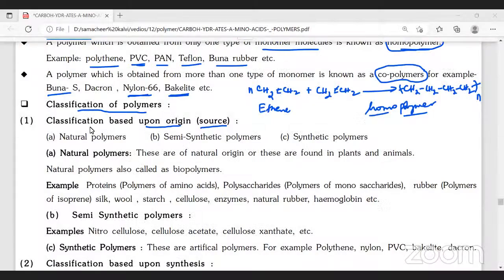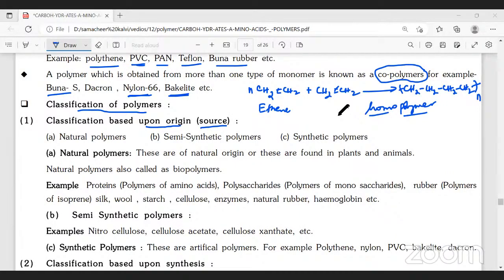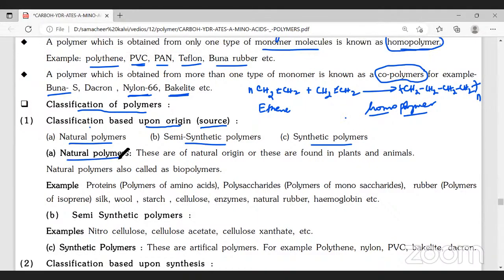So classification of polymers based upon their origin or source. They are classified based upon their source as natural polymers, semi-synthetic polymers, or synthetic polymers. Natural polymers are polymers which exist in nature. Polymers which are found in plants and animals are called natural polymers. These natural polymers are also called biopolymers.